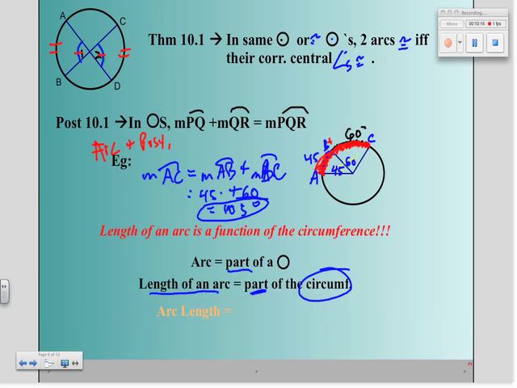So to close, the arc length can be found by taking the measurement of the central angle divided by 360 times pi times d, which is diameter. The central angle over 360 will give us our fraction or part of the circumference, pi times d.